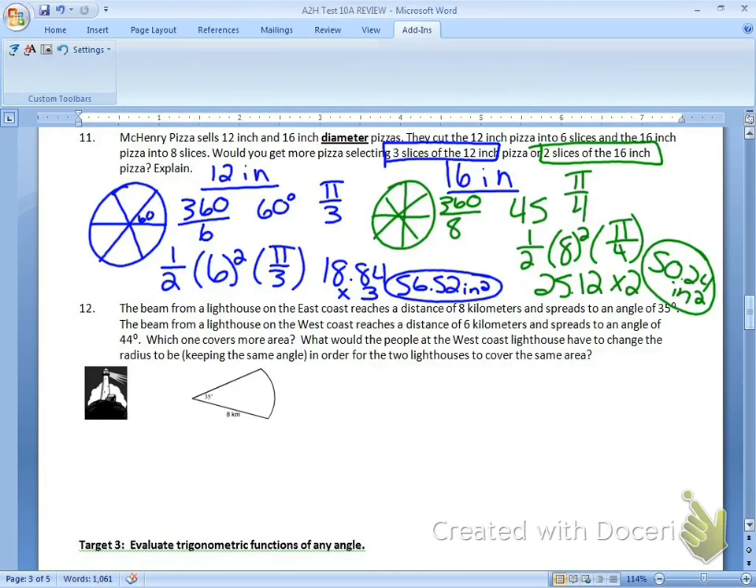And so, would you get more pizza selecting the 3 slices of the 12-inch or the 2 slices of the 16-inch? Well, the area is bigger of the 3 slices of the 12-inch, so that's where you would get more pizza. There you go.